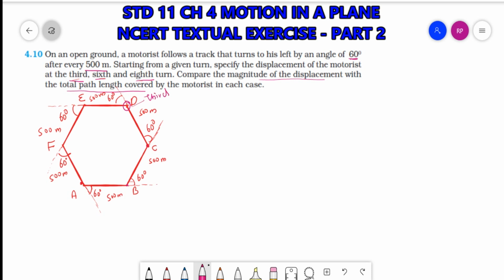Okay, fourth turn is at E, fifth turn is at F, and sixth turn is at A. Here there is the sixth turn. Seventh at B and eighth at C. Here there is the eighth turn.